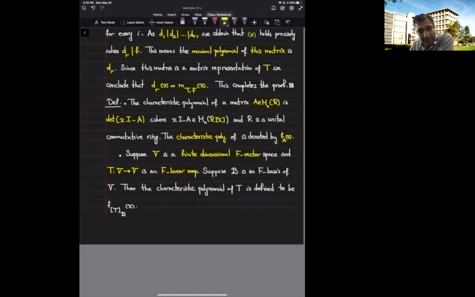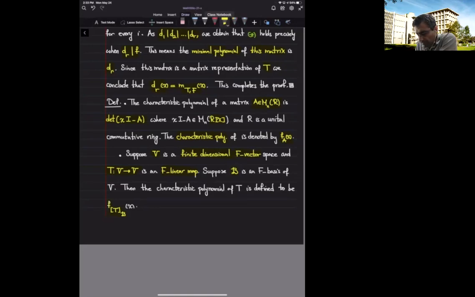So we have learned that we can attach a matrix to a linear transformation by choosing a basis. So let's choose a basis. And let's look at the matrix that's represented by the matrix representation of T with respect to this basis. Now I can talk about determinant of T and characteristic polynomial of T using this basis B.